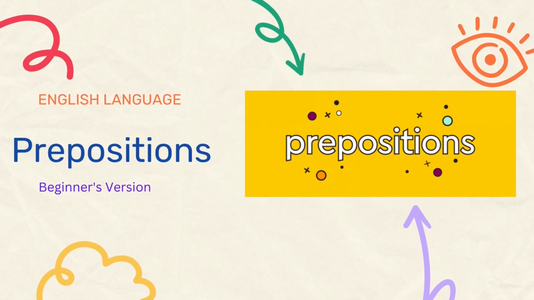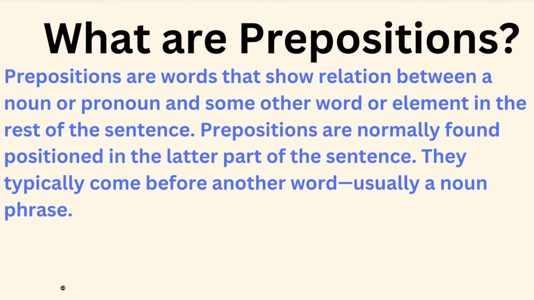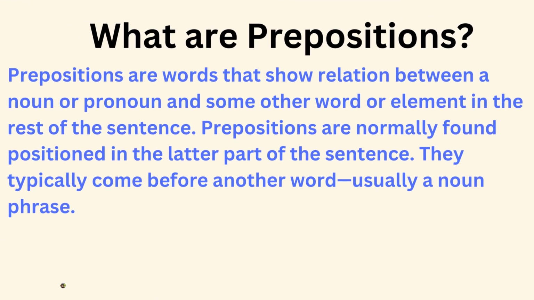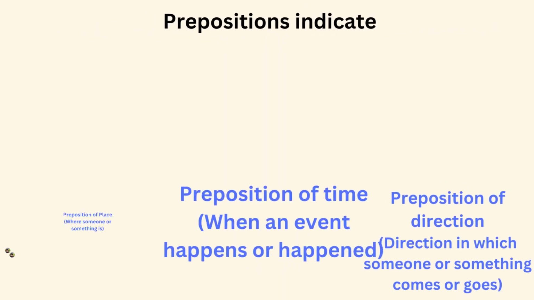Today we will be talking about prepositions. What are prepositions? Prepositions are words that show relation between a noun or pronoun and some other word or element in the rest of the sentence. Prepositions are normally found positioned in the latter part of the sentence. They typically come before another word, usually a noun phrase.